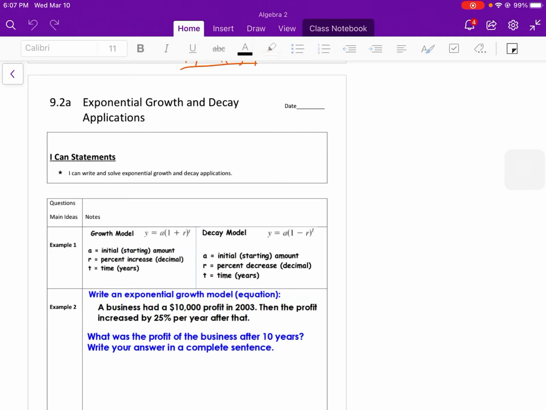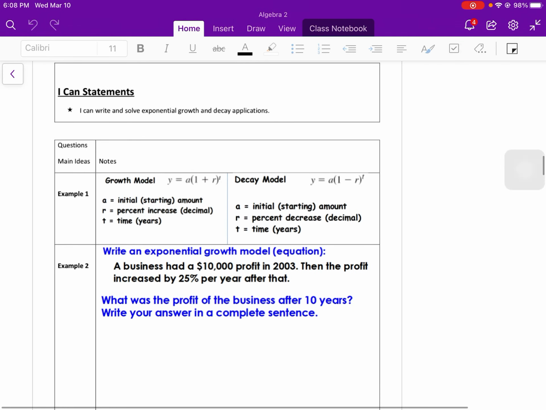This is Unit 9.2a, Exponential Growth and Decay Applications. So, for those who ask in class, Sean, when will we use this? This is going to be real-life applications directly. And if you did the extra credit activity, it has a direct correlation to that. So, there are real-life applications with math.